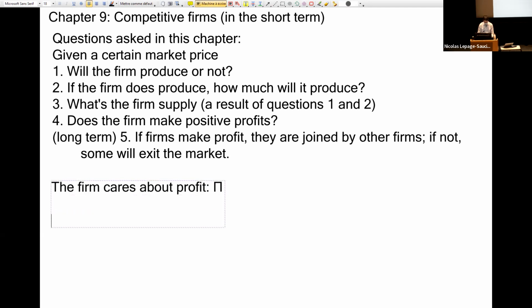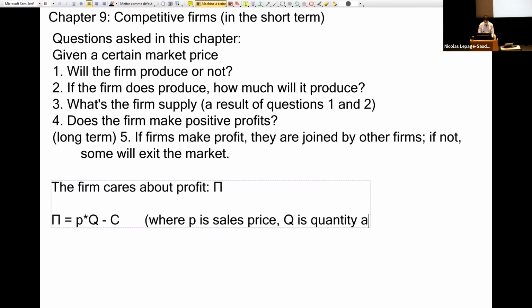So what is the firm's profit? It's pi equals P times what? I use the capital Q, can be a small q too. Let's use this, where P is sales price and Q is quantity, and C is cost.